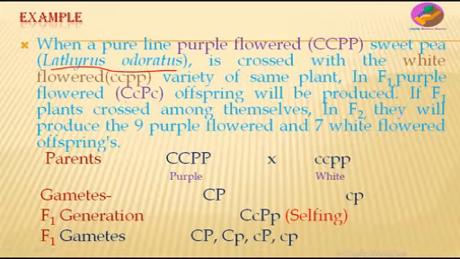in F1 purple flowers, that is, we know, hybrid offspring will be formed, produced, which is heterozygous, unlike both parents. So if F1 plants are crossed among themselves, in F2 they will produce 9 purple flowered and 7 white flowered offspring. So here you can see, this is parent first and this is parent second.